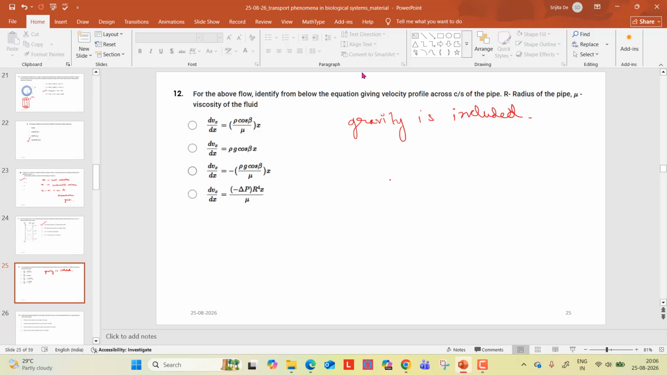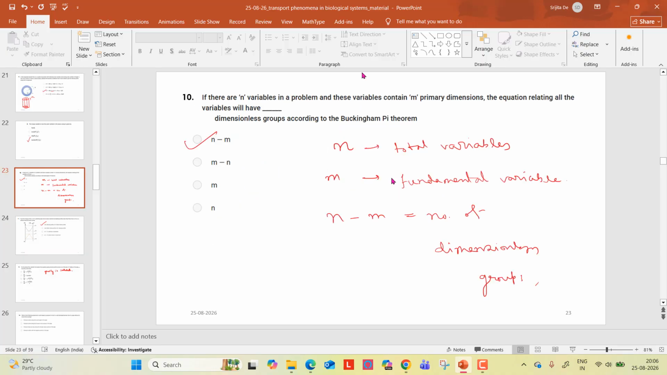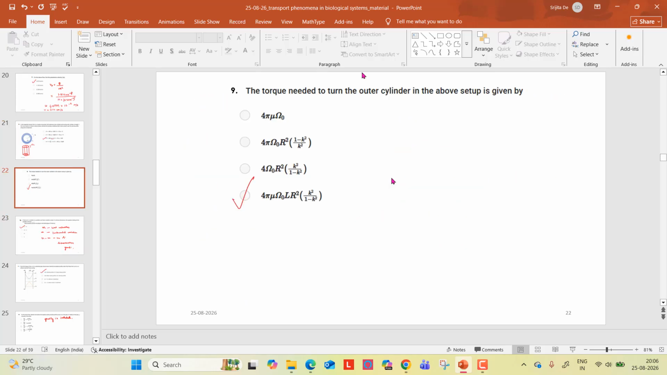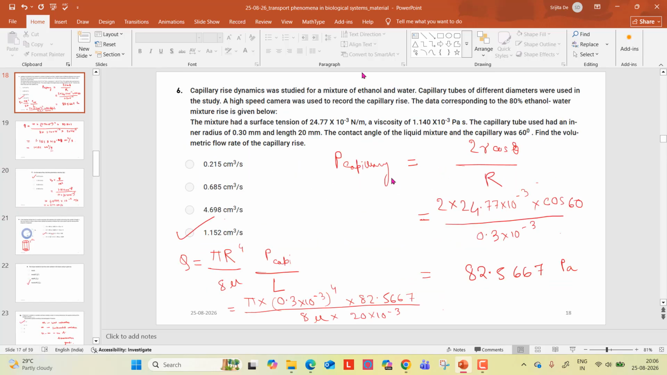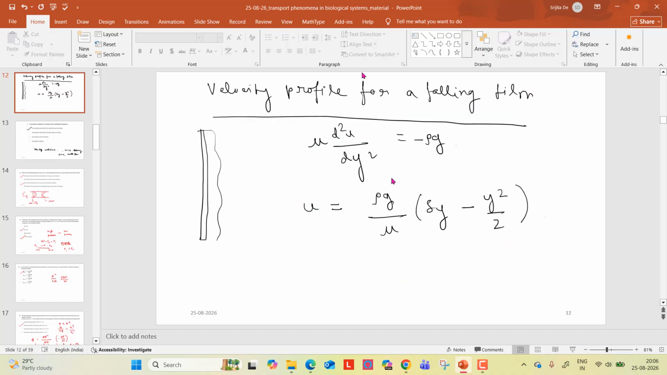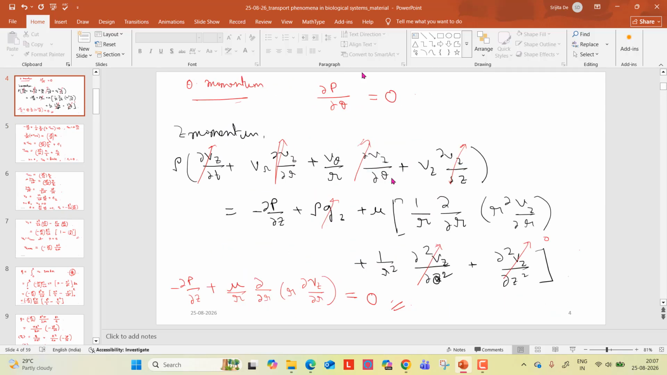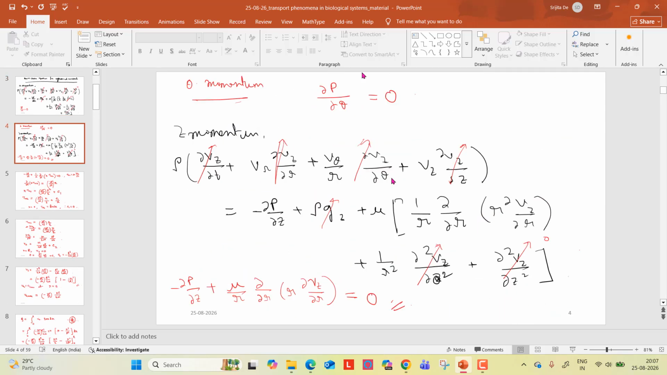So let's calculate from the above one. So we have the equation here. Initially we have done, right? So this is the Z momentum equation we are considering. So del P del Z is there, mu by R, del del R, R del Vz del R is there, and also the rho Gz will be there.